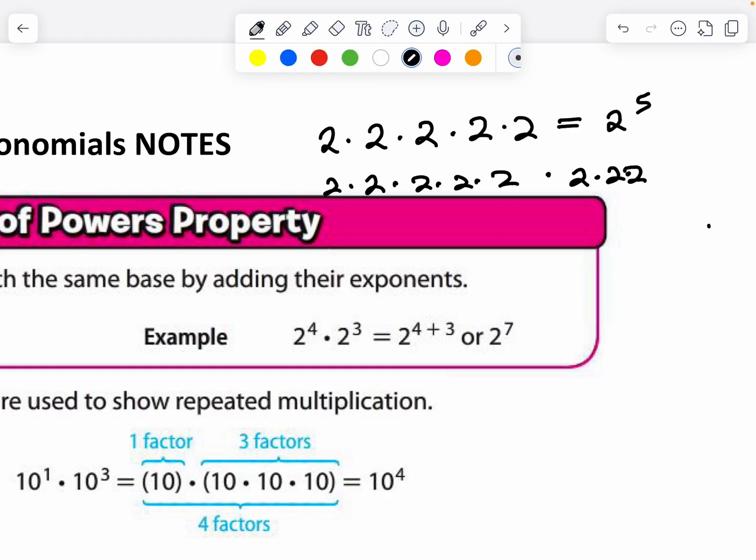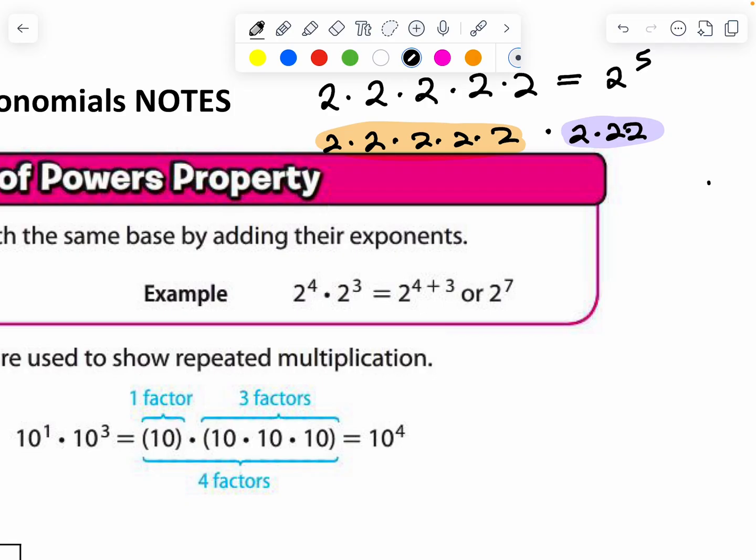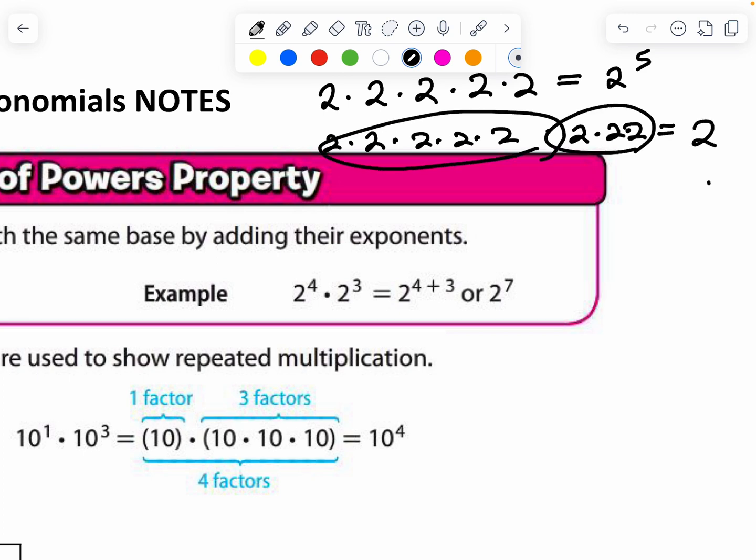So we grouped these guys together, and we said that that's 2 to the power of 5. And then we grouped these guys together, and we said that's 2 to the power of 3. And when you put them all together, okay, get rid of the grouping, this turns out to be 2 to the power of, that's 5, and then 3 more, 8. So this turns into 2 to the power of 8.